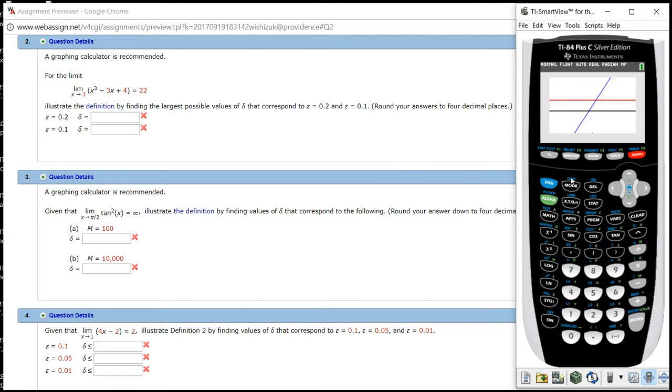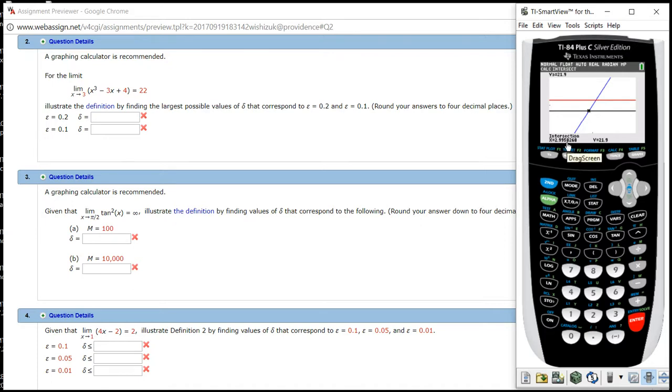I'm going to click second and then trace, which means we're going to calculate something. In this case, we're looking for the intersection. This is the first curve, so we hit enter. For the second curve, I'm going to choose this one right here. Hit enter. Then I'm going to move the cursor a little bit to get as close as possible here, then hit enter. We found the intersection, and the intersection value is 2.9950.